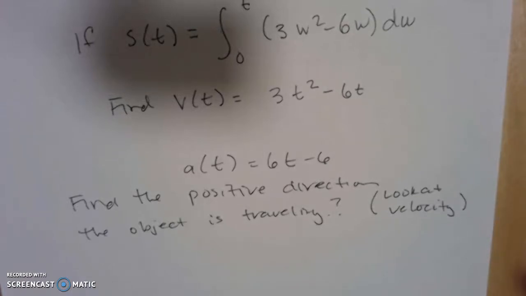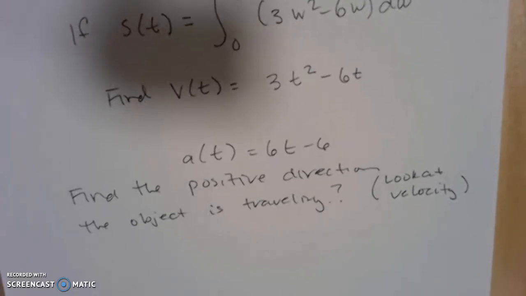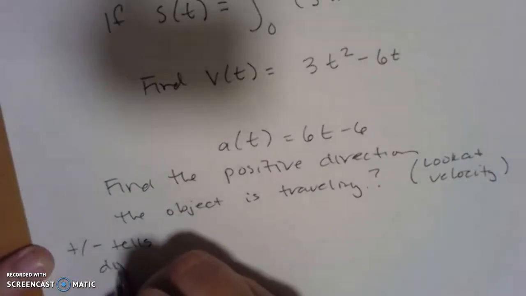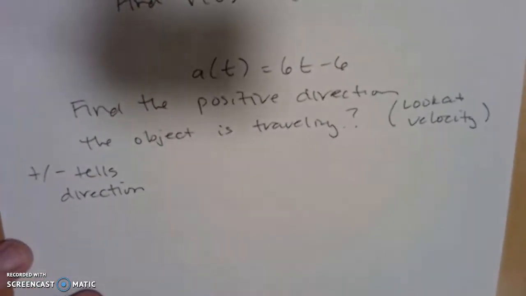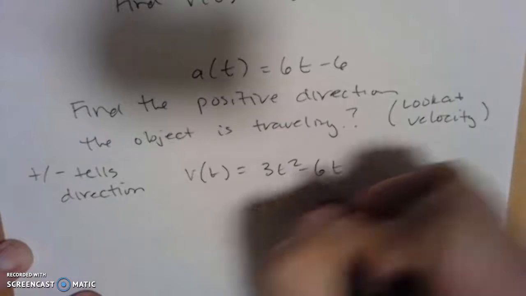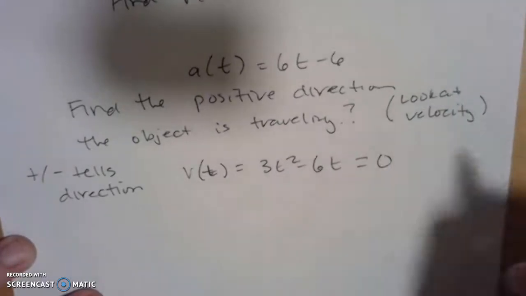So I could be driving my car in the parking lot at school going forward at 5 miles an hour, but I could go in reverse at 5 miles an hour. Well, what tells you the direction is the plus sign or the minus sign. Okay, plus or minus tells direction. It doesn't tell the speed, it just tells you which direction you're going. So we know that v of t equals 3t squared minus 6t. And we need to find our critical point.